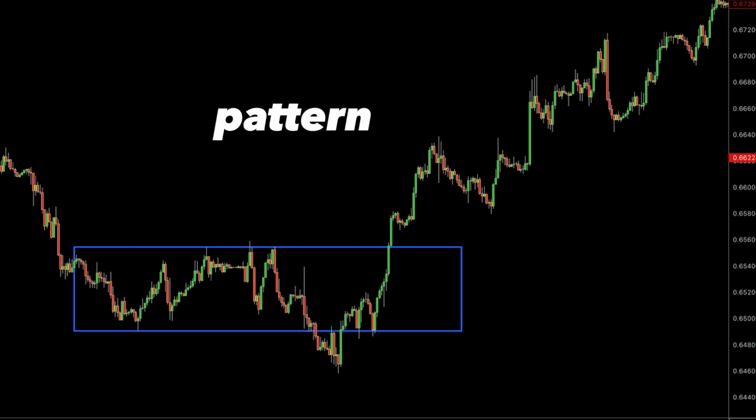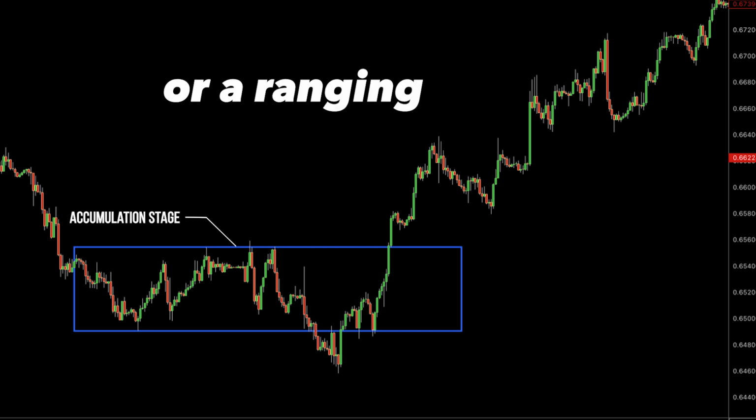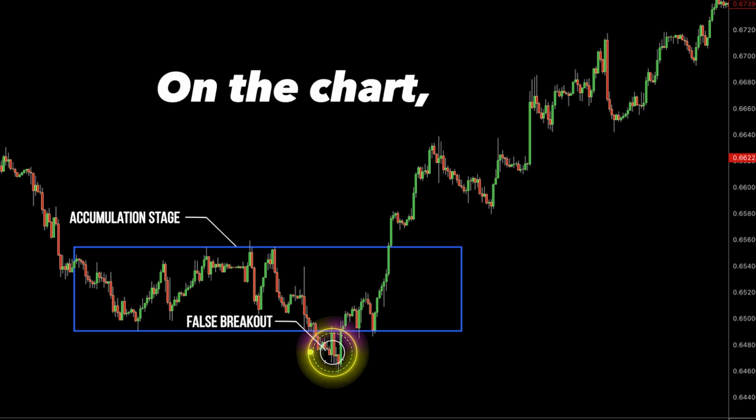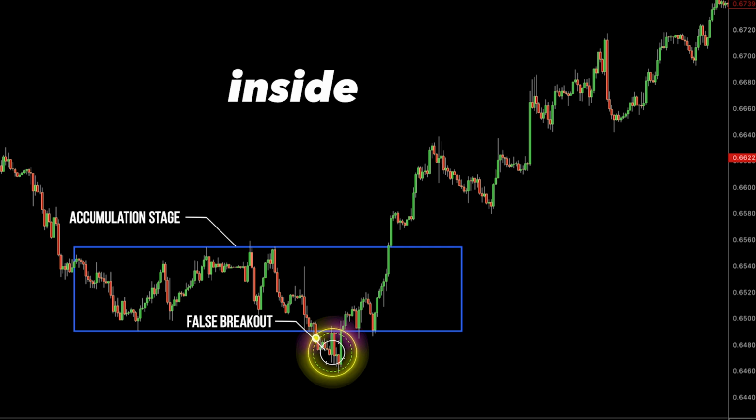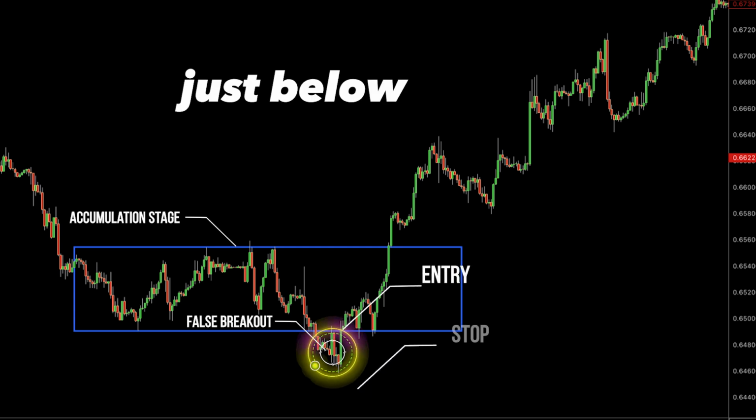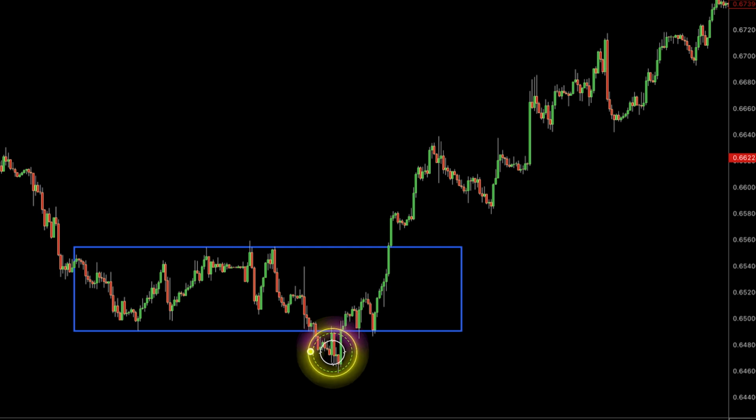To trade the spring pattern effectively, start by identifying an accumulation phase or a ranging market. Wait for the false breakout at the support level. On the chart, you'll see the market breaking below support and then closing back inside the range. This clear false breakout is your signal. Place your entry at the close of the candle that closed inside the range, with a stop loss placed just below the last candle, and aim for the next level as your target.